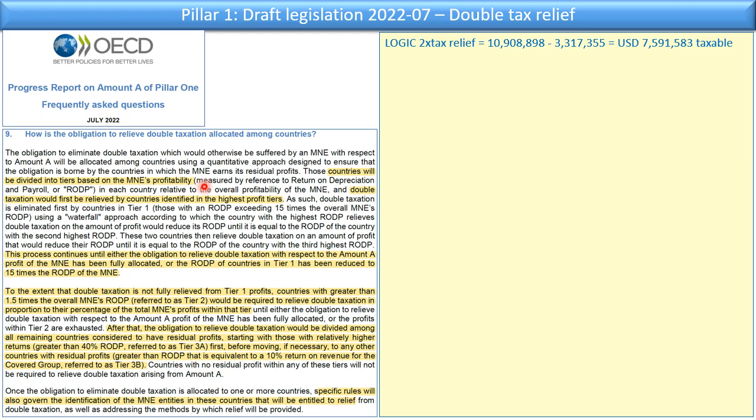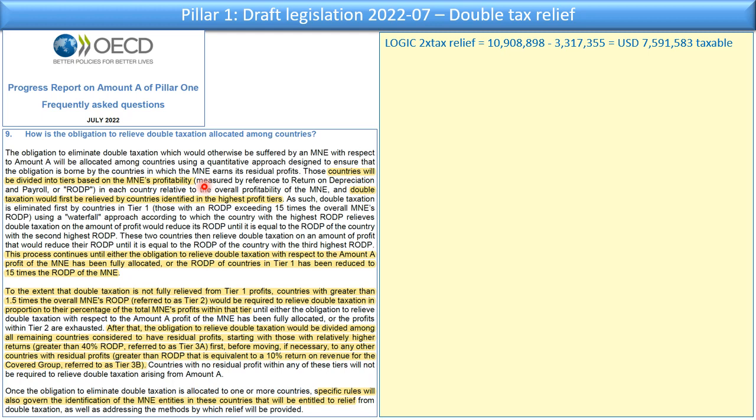That is basic logic to me. The OECD method, so Denmark would have to give the double tax relief for the 7.5 million. We would be able to tax the 7.5 million and would simply not be able to tax the 3.3 million, and that would provide double tax relief in Denmark.